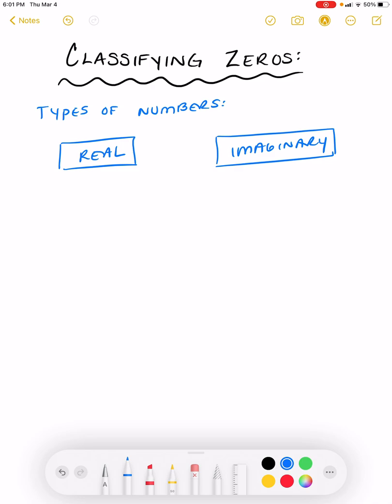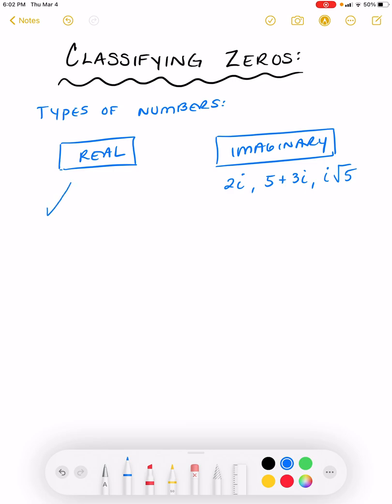Let's start with the imaginaries, which we learned this year. An imaginary number could be like 2i. It could be a complex number where it has a real and an imaginary part, but it still makes it an imaginary number. Or it could be something like i square root of 5. Those are your imaginaries. All of the other numbers that don't have an i are our real numbers.